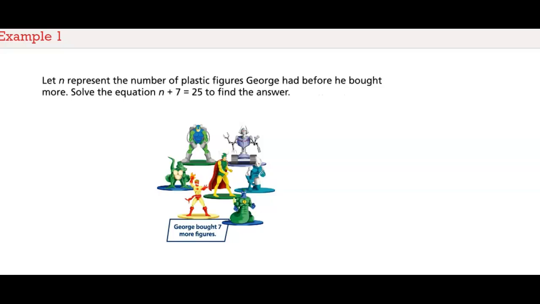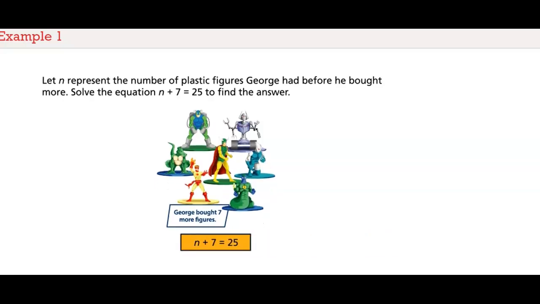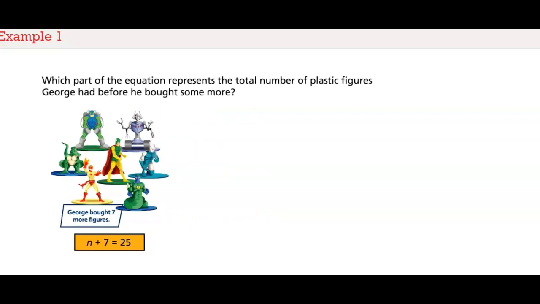Let n represent the number of plastic figures George had before he bought more. Solve the equation n plus 7 equals 25 to find the answer. Which part of the equation represents the total number of plastic figures George had before he bought some more? Select your answer.